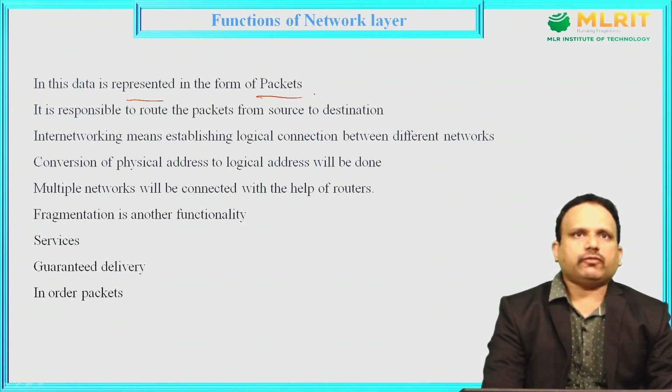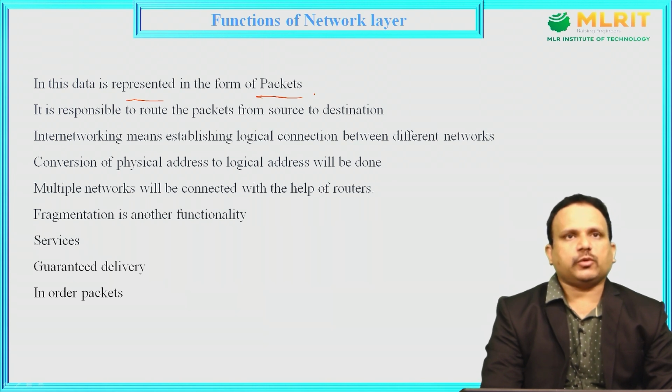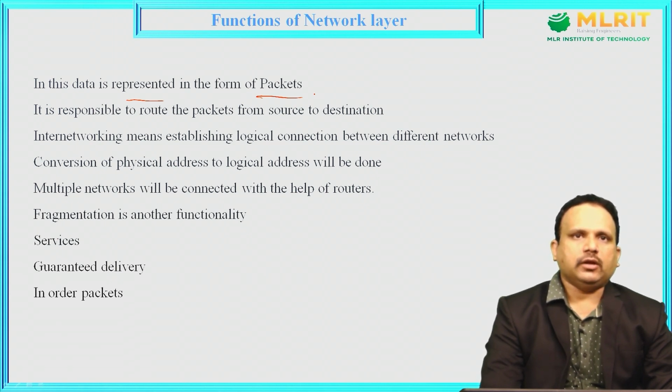Next, it is also responsible for internetworking. Internetworking means establishing a logical connection between different networks. Here the router is responsible to have a connection between different kinds of networks. It might be LAN or MAN or WAN, that is, local area network, metropolitan area network or wide area network. If you want to establish communication between different kinds of networks, we use internetworking, and it is also responsible for conversion of physical address to logical address.